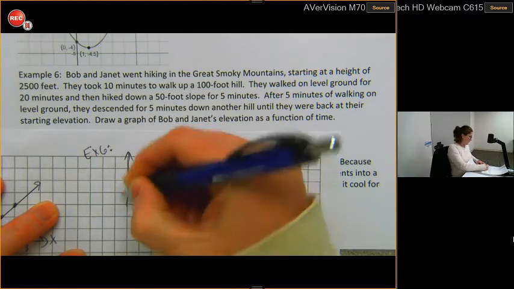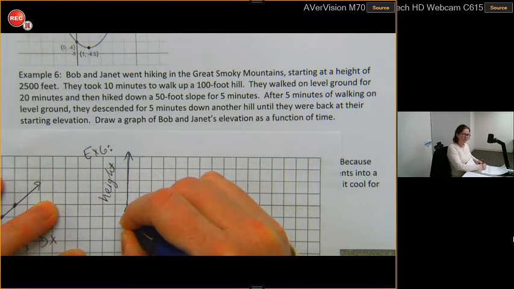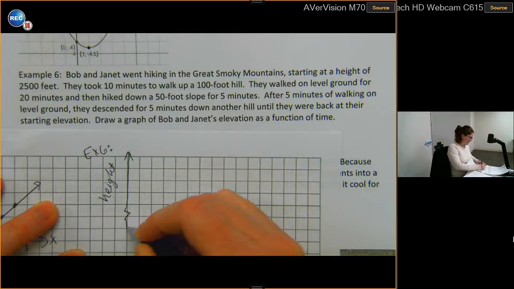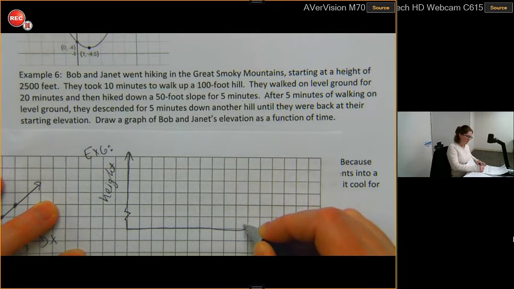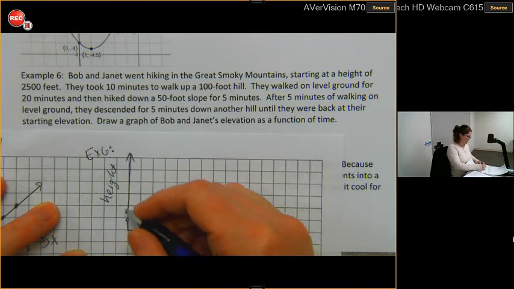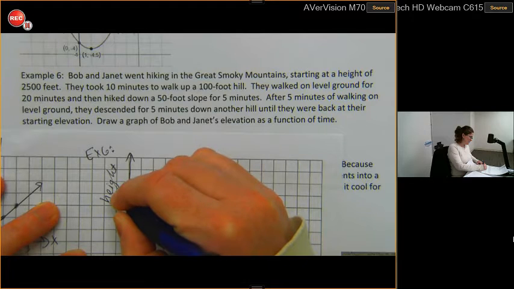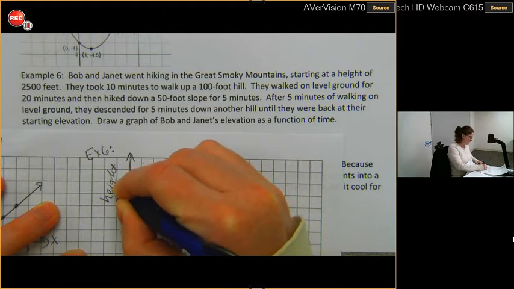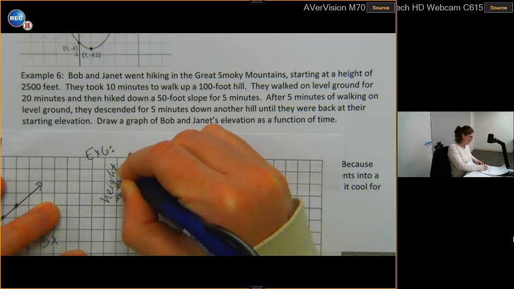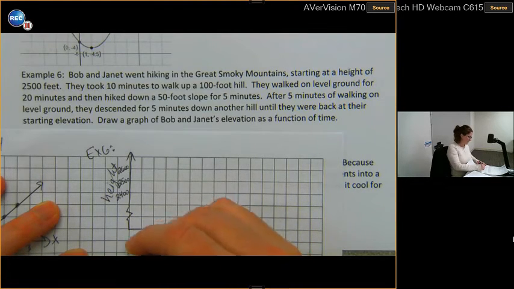Alright, so my y-axis is going to be my height, and I'm going to put this little zigzag thing in there to indicate that I am skipping. I'm not going to count from 0 all the way up to 2,500, so I'm just going to put that to indicate I'm skipping some values, and we're going to start with 2,400, 25, 26. My x-axis is going to be my time, and it looks like we're in minutes. And this will start at 0, and then we'll count by 5s.